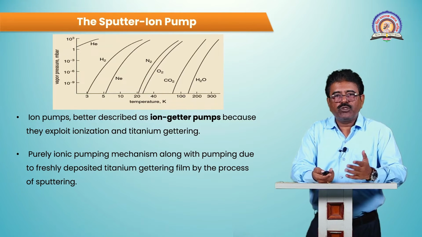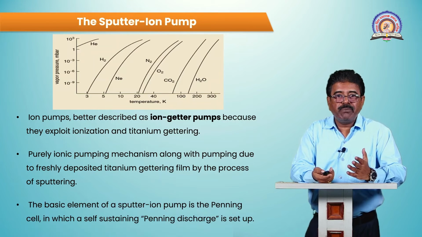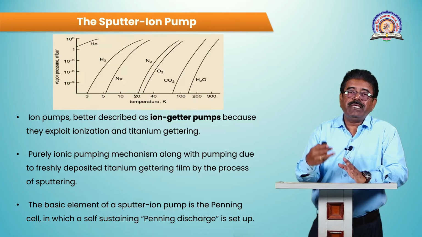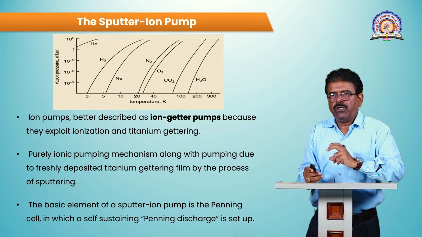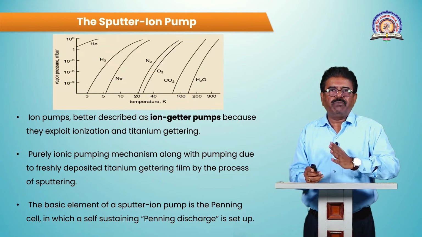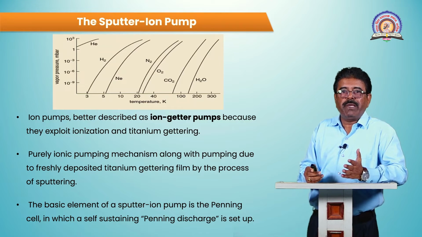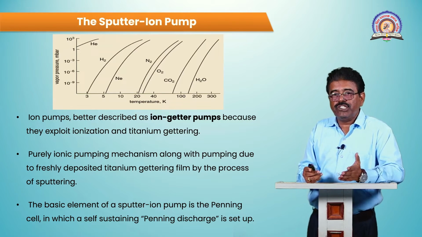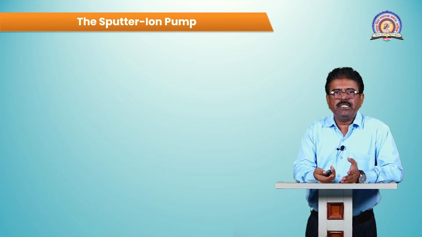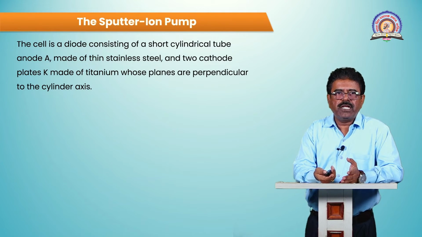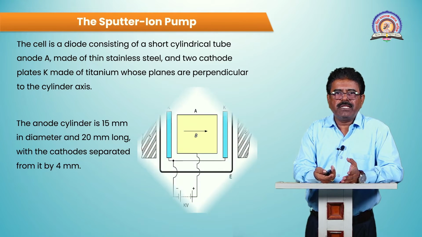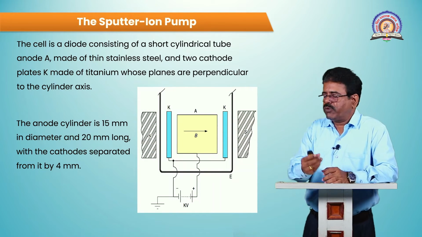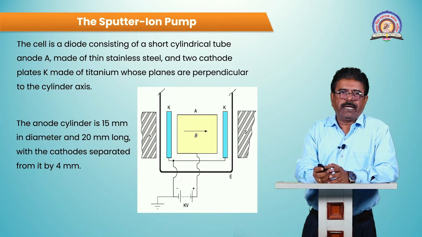How? Let us see. The basic element of the sputter ion pump is the penning cell. The main concept on which these sputter ion pumps are based is the penning cell, and the mechanism involved is called penning discharge. Let us see what this penning discharge is and what the mechanism of the sputter ion pump is. One can see this from this diagram.